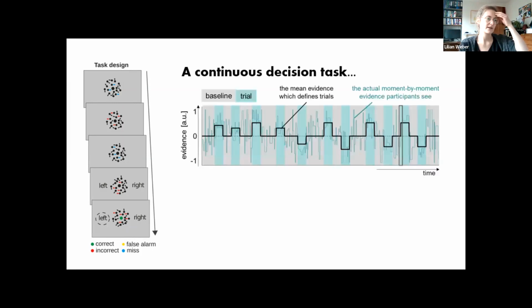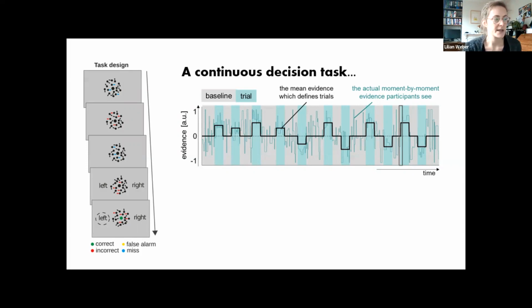And the way that the stimulus is designed is that we have this mean coherence, the black line, which changes more slowly over time. And this is what defines the trial periods or the signal change periods. When the black line is at 0, it means we're at baseline, and on average, coherence is equal to the left and to the right. And then once we enter these trial periods, then we have an average coherence which is different from 0. And that's what participants have to detect.